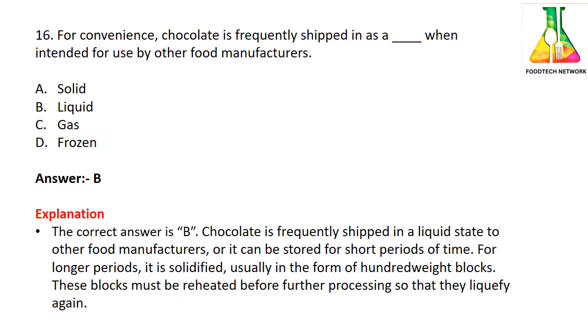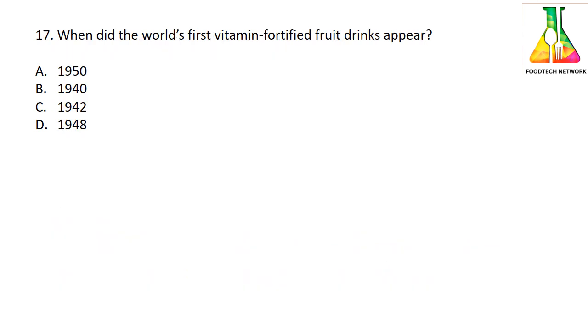Chocolate is frequently shipped in a liquid state to other food manufacturers, or it can be stored for a short period of time. For a longer period, it is solidified, usually in the form of 100 weight blocks, and these blocks must be reheated before further processing so that they are liquefied easily.